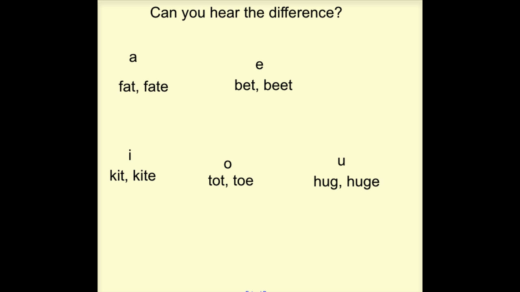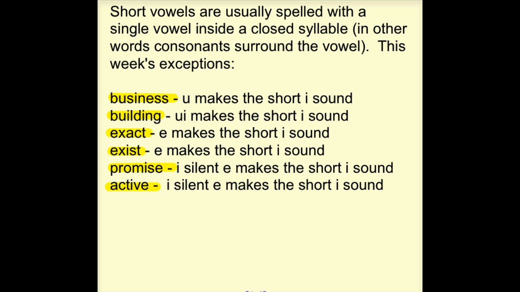Hopefully you can hear the difference between a short vowel and a long vowel sound. In fat and fate, bet and beat, kit and kite, tot and toe, hug and huge. Remember, long vowel sounds say their name. Short vowel sounds have a specific sound associated with them. Short vowels are usually spelled with a single vowel inside a closed syllable. In other words, consonants surround the vowel. We call that a CVC pattern, consonant, vowel, consonant.